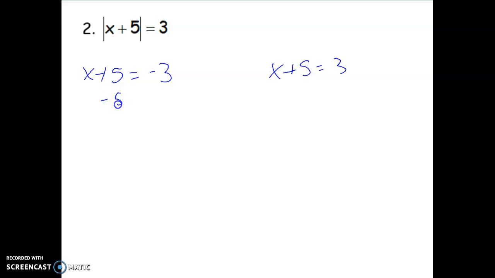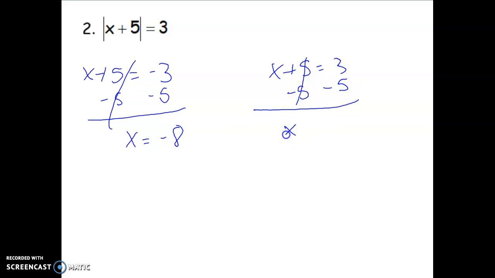So the one on the left, subtracting 5 from both sides, I get x equals -8. -3 minus 5 is -8. And on the right, subtracting 5 over here, x equals -2. Okay, so this one might be a little bit confusing because you get a negative for both.